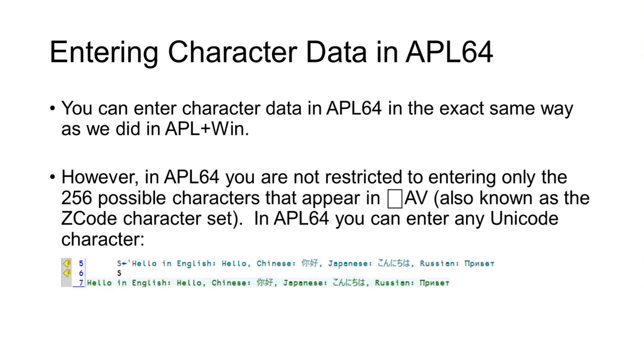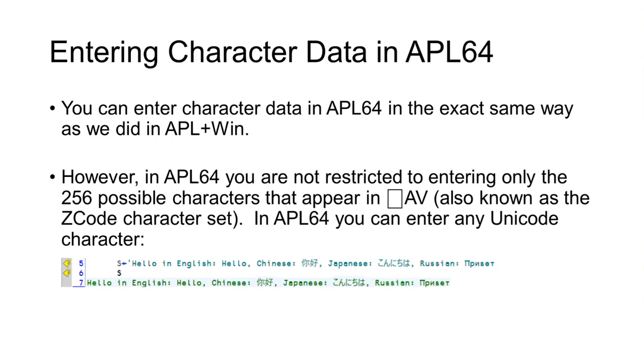So all of this works exactly the same in APL64 as it did in APL+Win. However, in APL+Win, we had a restriction that there were 256 possible character values. These are the 256 elements of quad AV, the Z code character set. But in APL64, you can enter any Unicode character directly into the string.